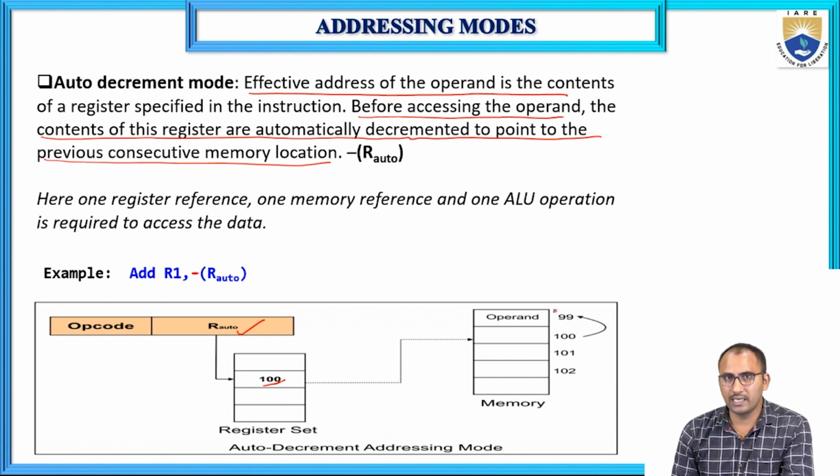So when auto decrementing takes place, where is our operand? Before accessing the operand, the contents of the register are automatically decremented. The actual effective address is 100, so it will point to 100. After that, it will be decremented by 1, so it will become 99. Then whatever operand is there in that location will be accessed. So that is auto decrement mode.